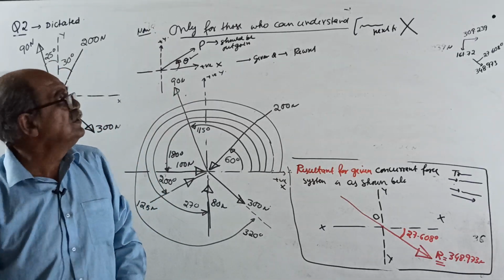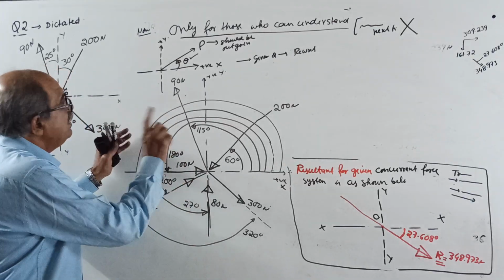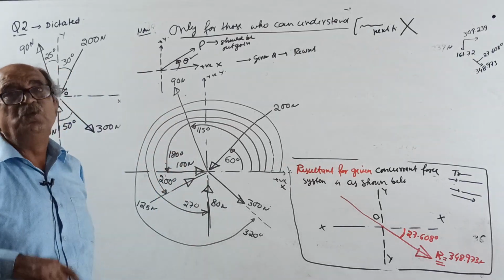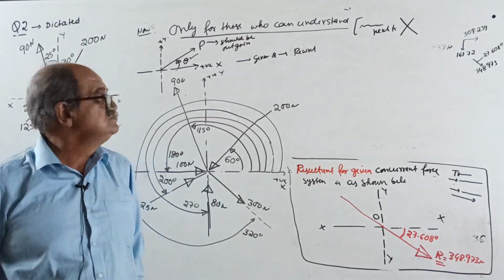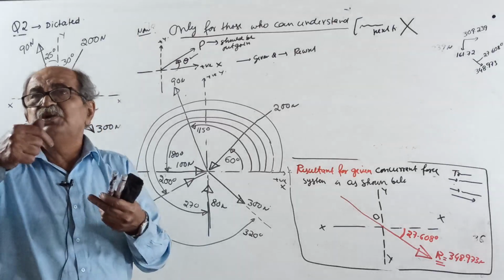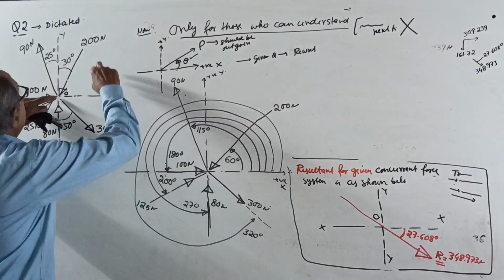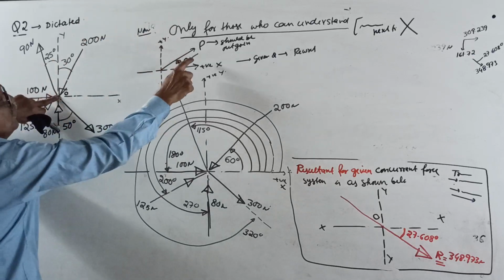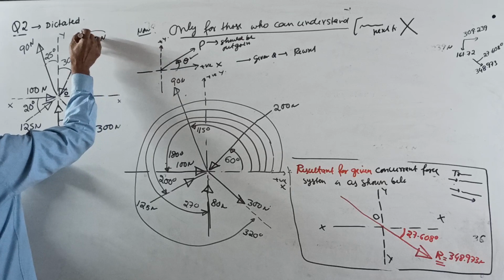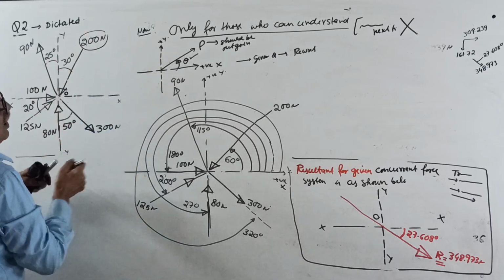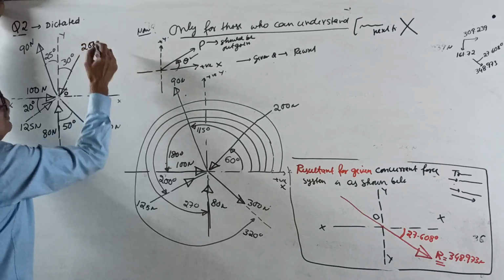Some of the forces are incoming. No problem. You want every force to be going away. So whichever force is going away, you take positive. Whichever force is coming towards the point, you take negative. See here, 200 is not going away. It is this way. So for this one, 200, I'll write here, not there. That is the given question.